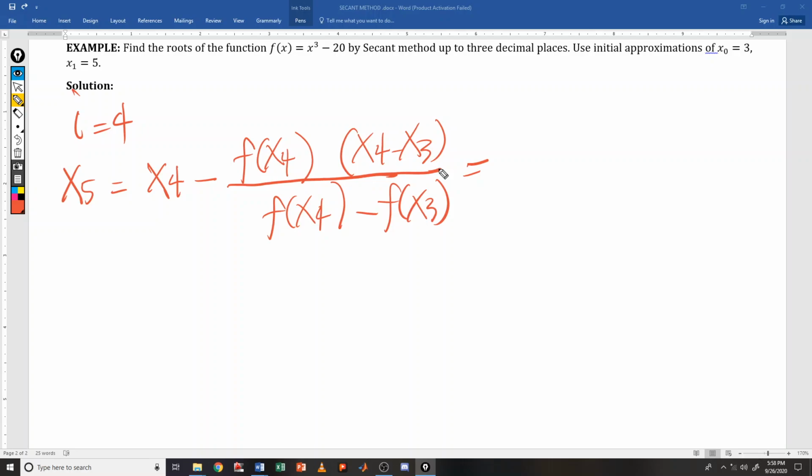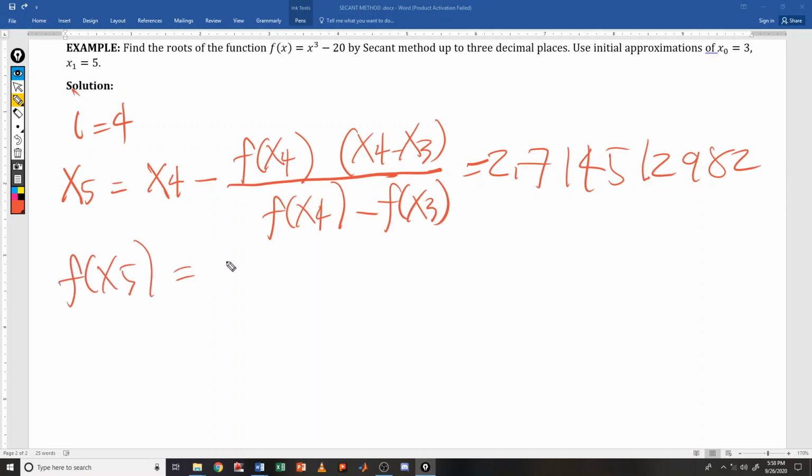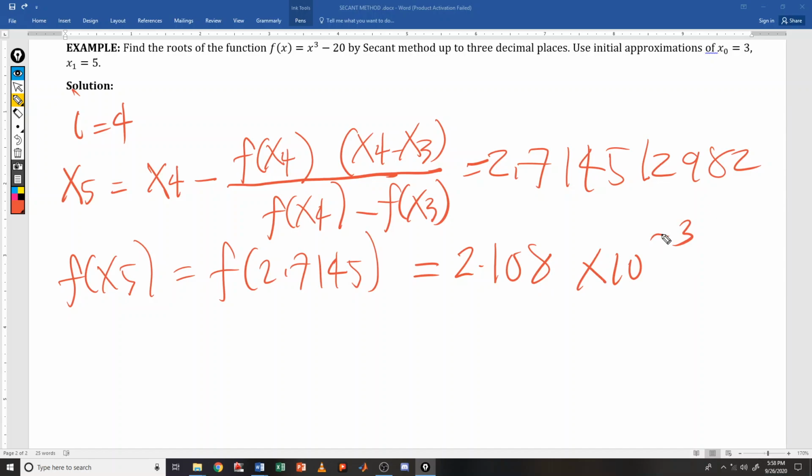So the value of x5 is 2.714512982. Okay, let us continue. Solving also f of x5, we have f of 2.7145, which is equal to 2.108 times 10 to the minus 3.